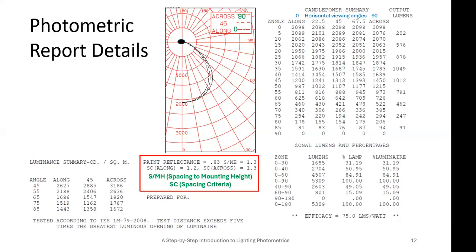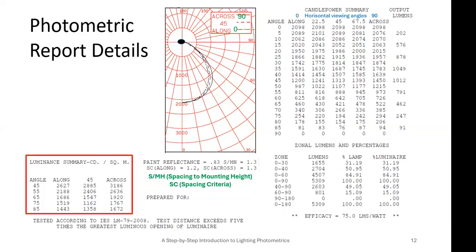The first one we're going to look at is the spacing to mounting height. Remember, we just discussed spacing criteria. I showed you how to calculate that. So you've got a 1.2 along, and a 1.3 across. So what does that mean? If you have, like, a 2x4 fixture, let's just say, for instance, the lesser number is always going to be the 2 foot, and the 4 foot is going to be the long one because it covers more area, so you get better spacing. So that's kind of how you figure that out.